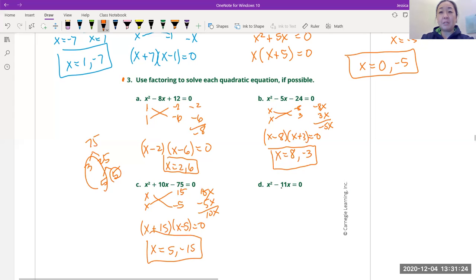All right, and then this last one, we're like, ooh, remember we didn't have the other two, and what did we do? Yeah, factored out the x. So x minus 11 is equal to 0. So literally, it's just x equal to 0 and 11.